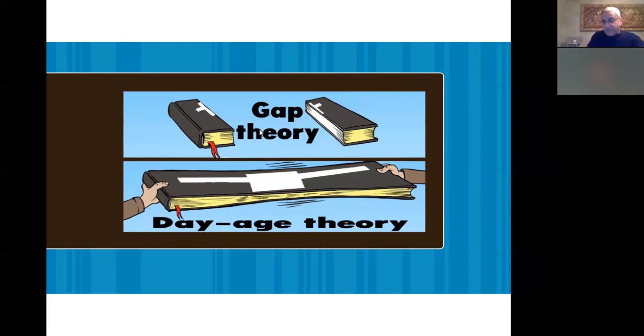So that's called the gap theory. And then there was another idea, because there are major problems. We will study the gap theory in detail. Then they said, okay, let us stretch the day and make the day a period of time, an unlimited period of time. Again, the language doesn't allow us to do that, because of the day and night and the number. And then they say, okay, the days are days, but let us put millions of years between the days. And that doesn't work either.